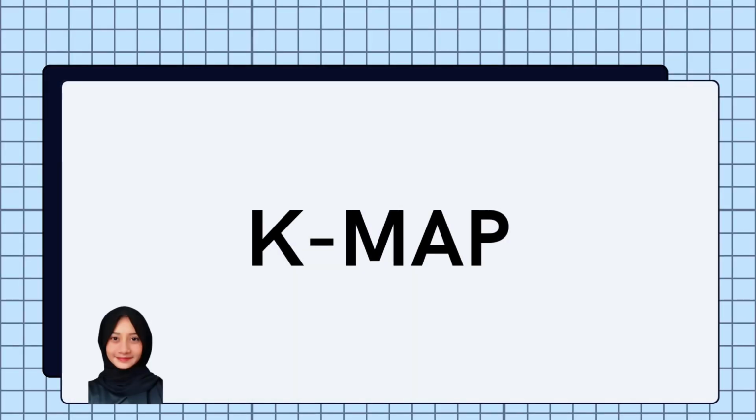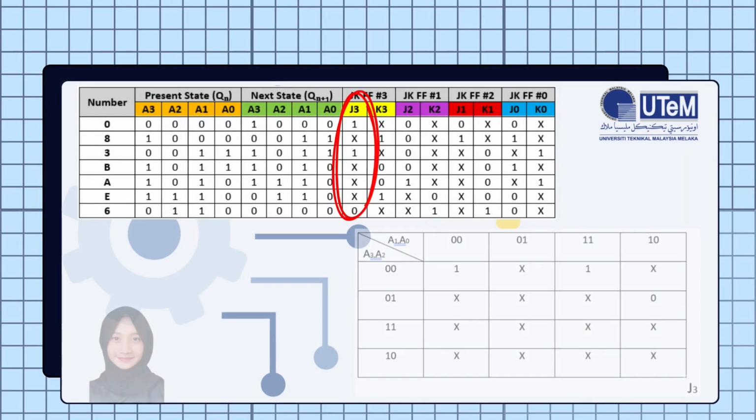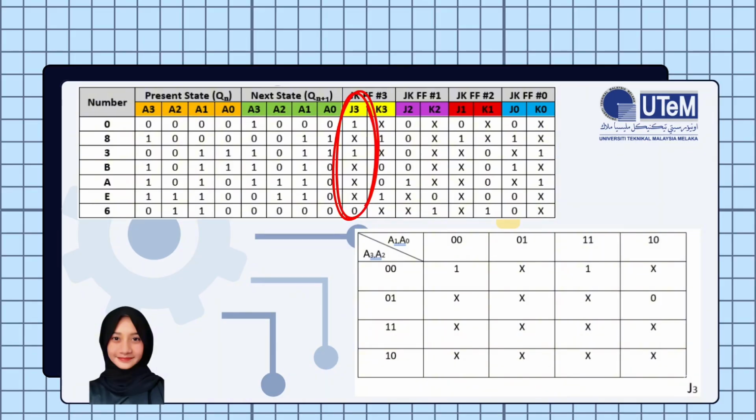Next, I will explain the Karnaugh map, or K-map, and how we use it to get the Boolean equation. The K-map is a method used to simplify Boolean expressions. It helps us reduce complex logic equations into simpler forms, which means fewer logic gates are needed when we build the circuit. This makes the circuit more efficient and easy to understand.